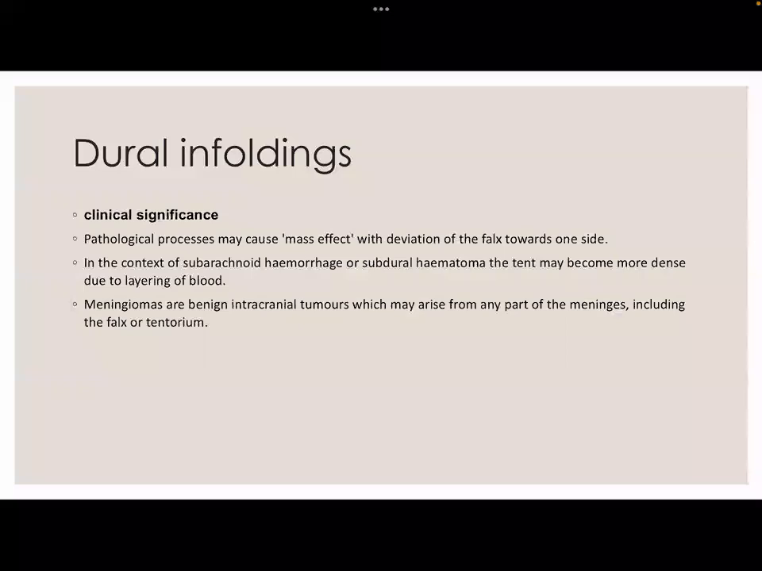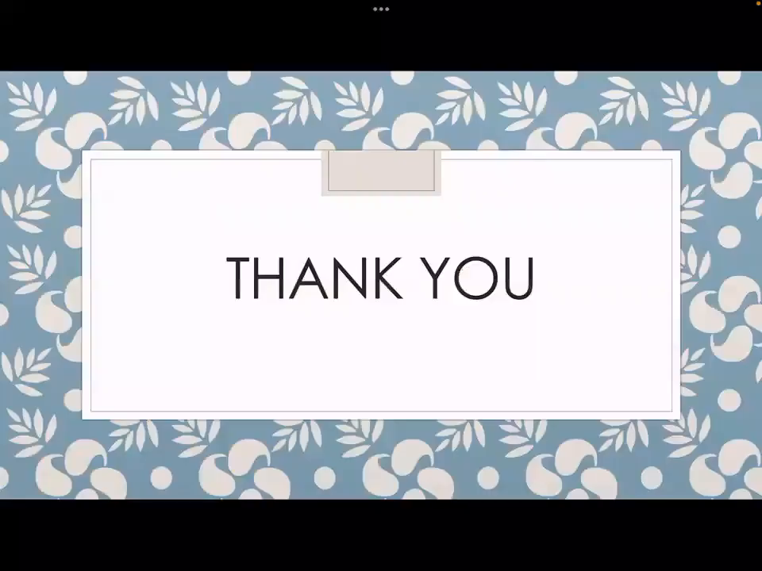So the clinical significance of dural unfoldings: pathological processes may cause mass effect with deviation of the falx towards one side. In case of subarachnoid hemorrhage or subdural hematoma, the tentorium may become more dense due to the layering of blood. Also meningiomas, benign intracranial tumors, may arise from any part of the meninges, including the falx or tentorium. And that was the end of my seminar. Thank you for your attention.